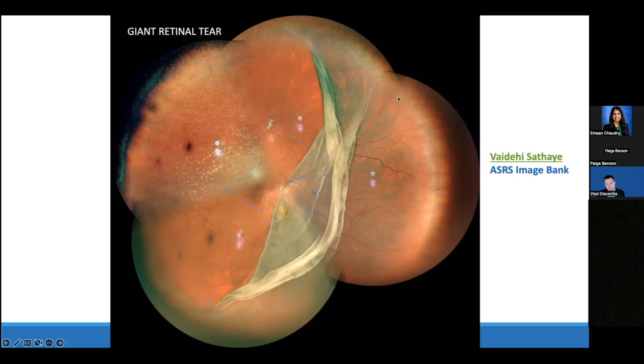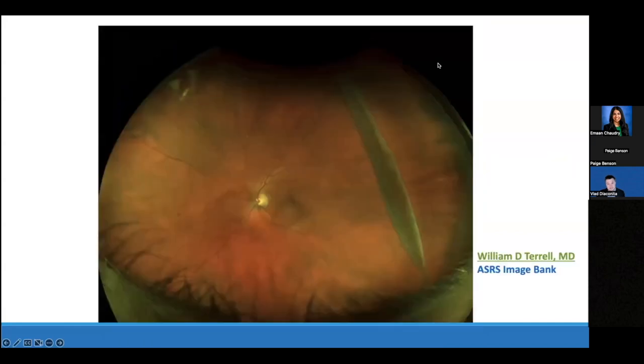Usually people like this either have trauma or have some sort of syndrome, like a collagen disorder, like Marfan or Stickler syndrome. They're not just normal eyes. They usually have something going on. And trauma is usually more common. High myopia can do it, but usually not.